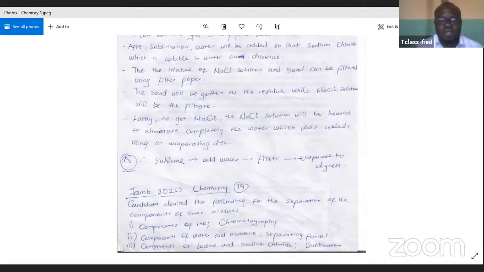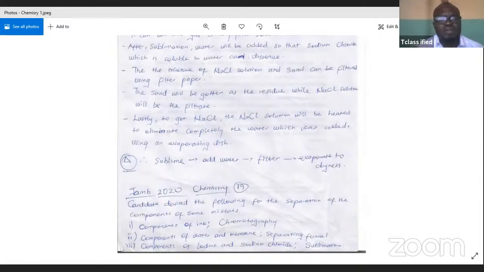So let's look at another question. So this is the separating funnel. We looked at how this works, and let's look at one more separating technique problem.